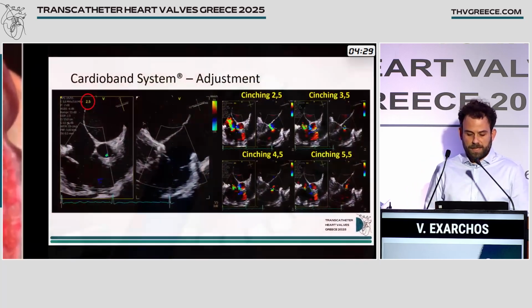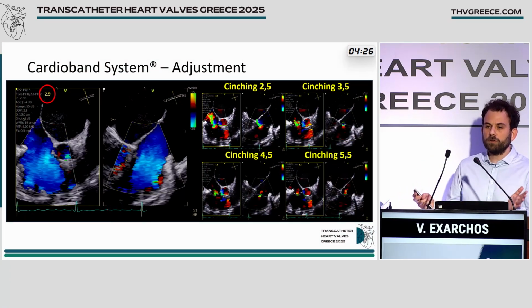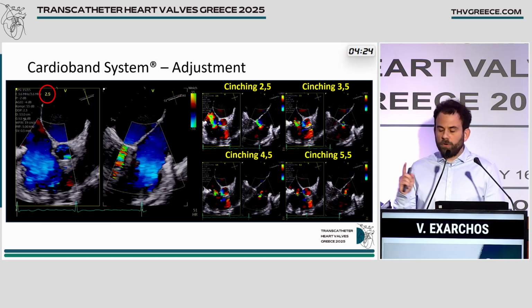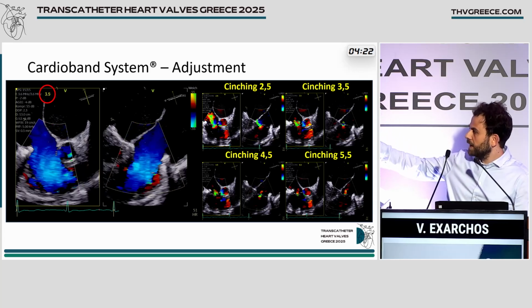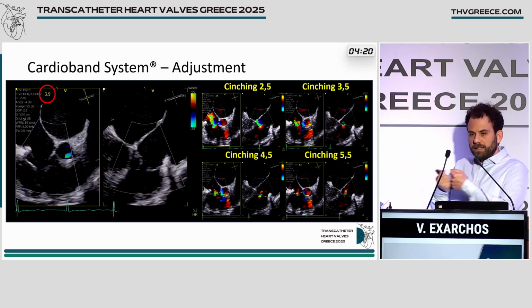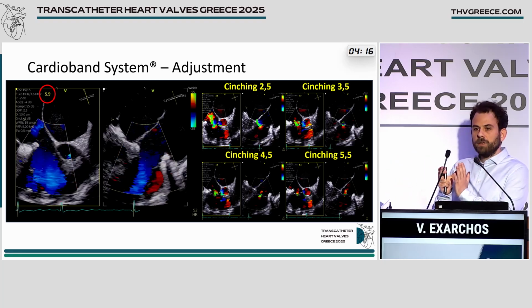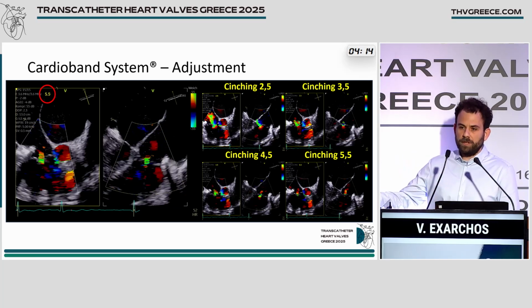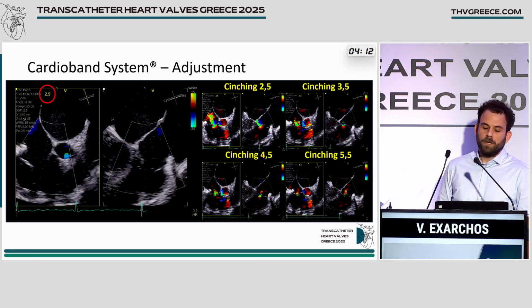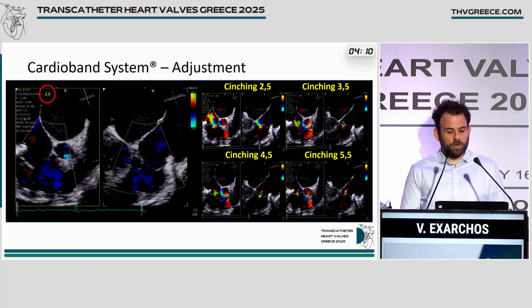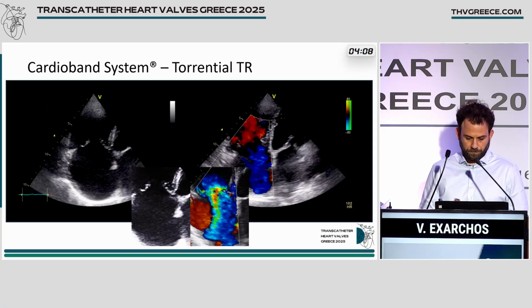We're moving forward. We have now the adjustment, the most important part, of course, of the whole procedure. I want you to focus again on the left side of the slide. What we see here is that we are contracting the band, we are increasing the sensing, and we are reducing annular dimensions, and at the end, we are treating the tricuspid regurgitation, at least to a great improvement.